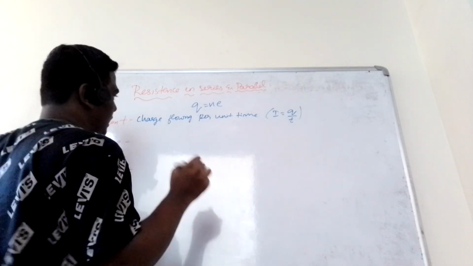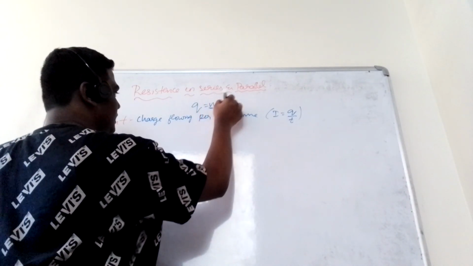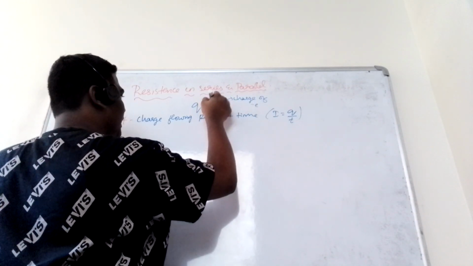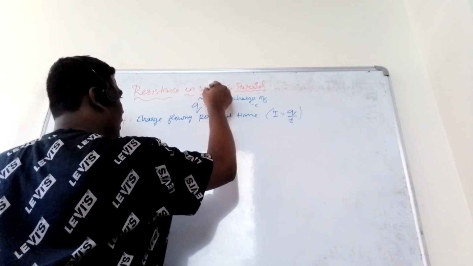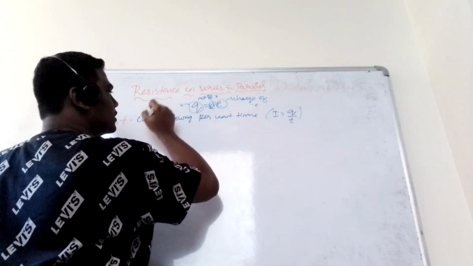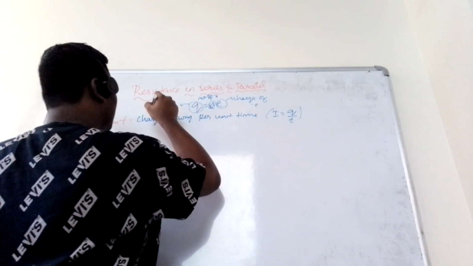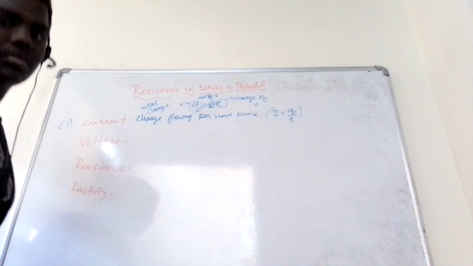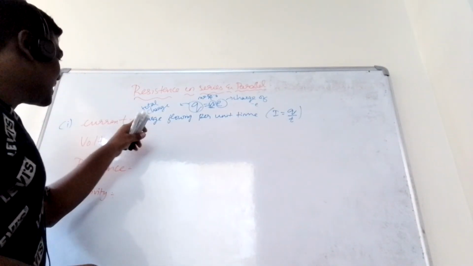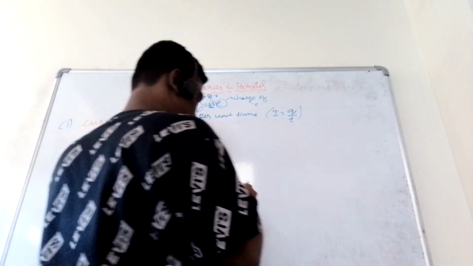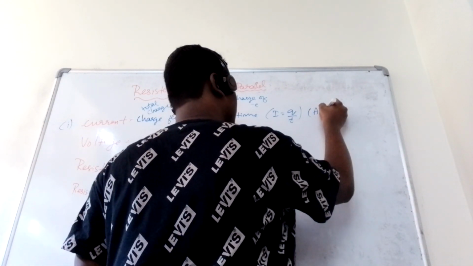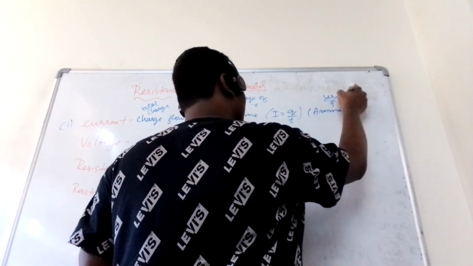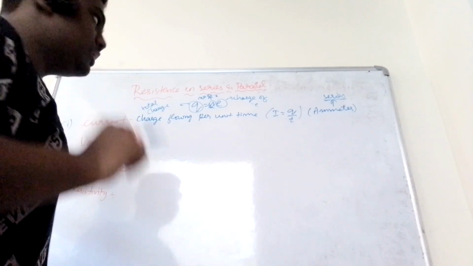Q is equal to Ne, where N stands for number of electrons, E stands for charge of electron, and Q stands for the total charge. Now how is this current measured? Current is measured using an ammeter, and this ammeter is connected in series with the circuit. I'll show what is in series.